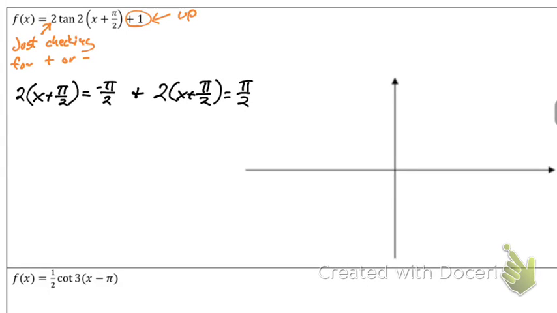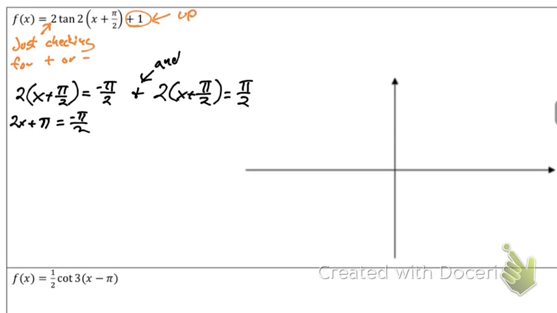We don't add them together. That's an and sign, sorry. That is my nifty and symbol. So we're going to go ahead and solve both of these. I'm just going to distribute that 2. We're going to have 2x plus pi equals negative pi over 2.